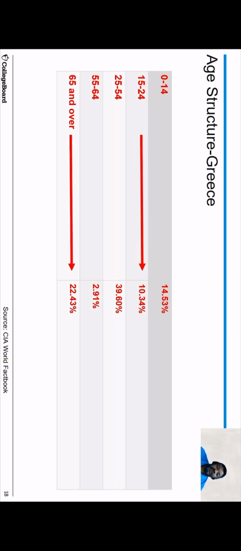Greece, you'll notice in its age structure that many of the people are in the 65 and over range. They have a rapidly aging population, and at the same time, their crude birth rates are starting to fall as well. Over time, you will see their 0 to 14 possibly dip below 9%.